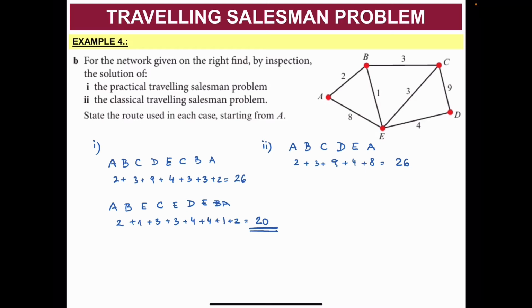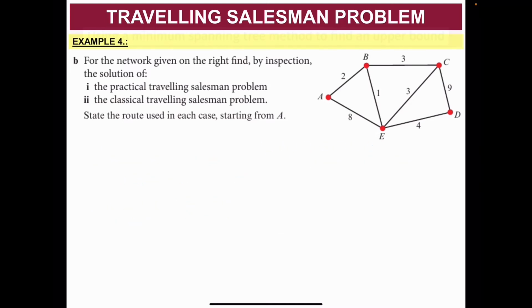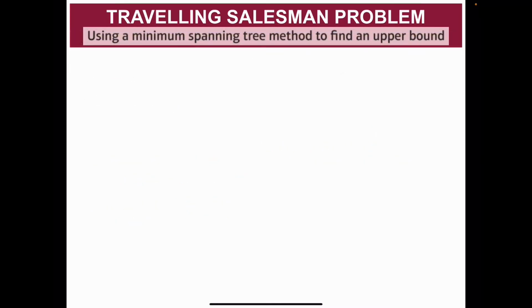We were asked to state the route used in each case, starting from A, that's what we have done here, or here, and also here. So the next section is going to talk about the second point that we need to cover in this chapter, and that is using a minimum spanning tree to find out the upper bound.